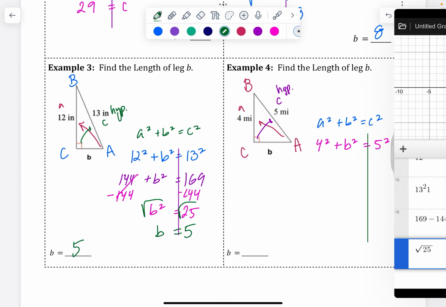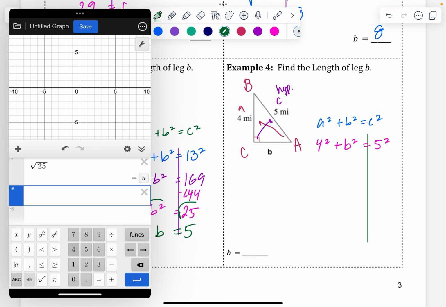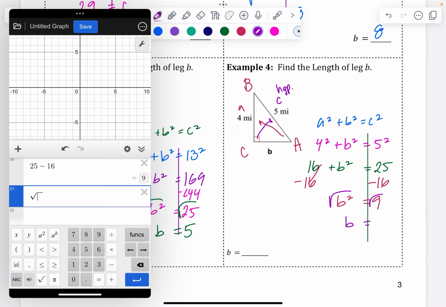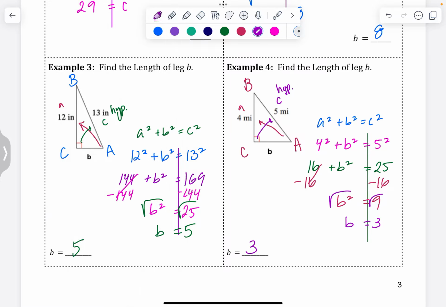Okay, from there, let's get solving. 4 squared is 16, so this becomes 16 plus B squared is equal to 5 squared, which is 25. And then I can subtract the 16 on both sides. B squared is equal to 9. Same exact thing. I need to take the square root of both sides. So the square root of 9 gives me an answer of 3. So B is equal to 3.